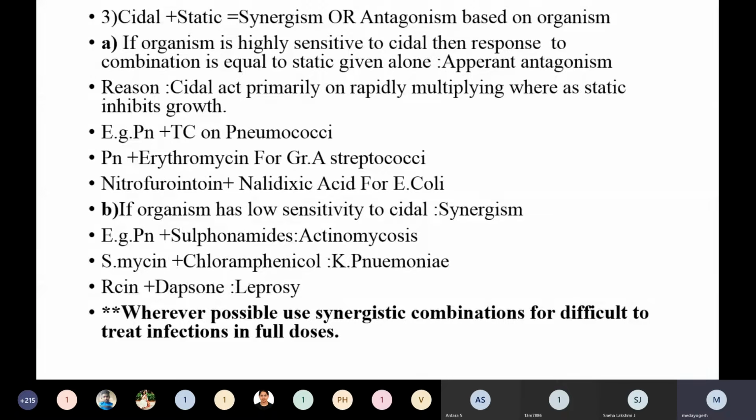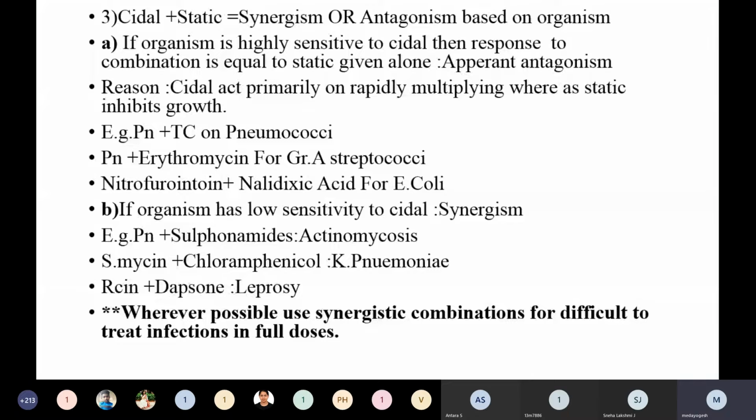Example, when we combine penicillin, which is a cidal drug, with a static drug like tetracycline for treatment of pneumococcal infection. This actually happened when this combination was used for the treatment of pneumococcal meningitis. There were many deaths, and the reason being penicillin was absolutely not effective. Next is penicillin with erythromycin for group A streptococci, and then nitrofurantoin with nalidixic acid for E. coli.